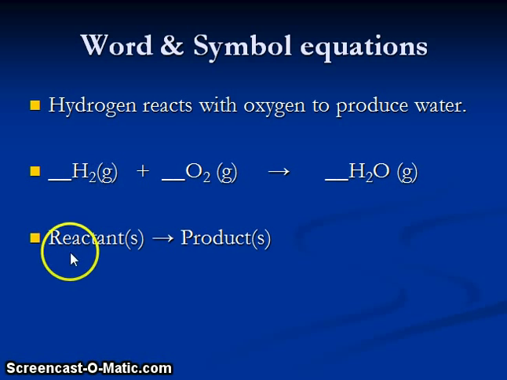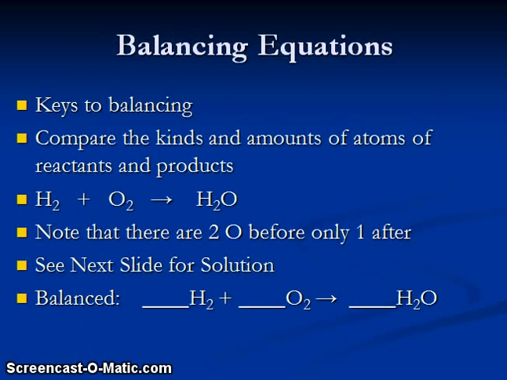And please remember that reactants are the things that we have before the chemical change process. That would be hydrogen and oxygen. Product or products are the things produced after the chemical change. In this case, there would only be one product, and it is water.